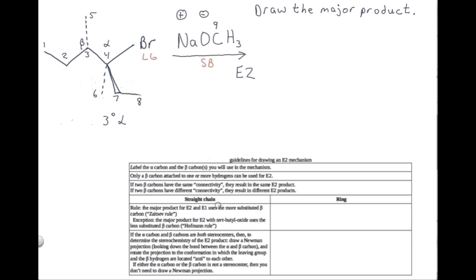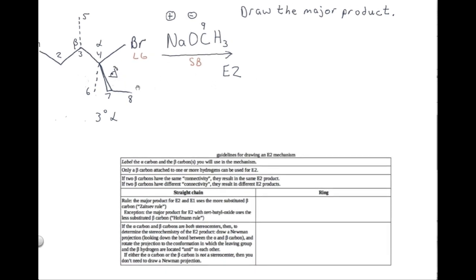Of course, you should check whether we're using tert-butyl oxide. We're not using tert-butyl oxide, so the exception does not apply in this case. Now we check whether the alpha and beta carbon are both stereocenters, and they are. Carbon 3 is attached to 4 different groups, and carbon 4 is also attached to 4 different groups. So our approach is to draw a Newman projection. Start by drawing the eye.